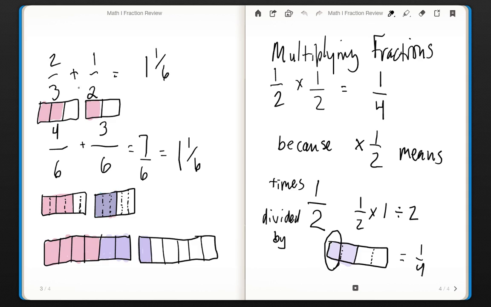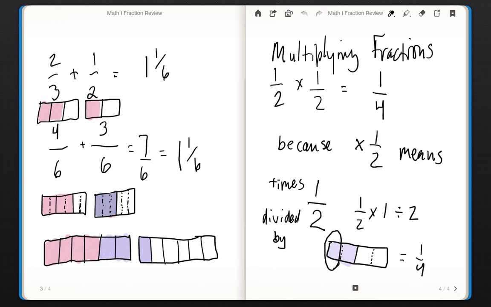Okay, so another example, 2/3 plus 1/2. Right now I have 2/3 colored in, 2 of the 3, and I have 1/2 colored in. Well, what I have to do is figure out, how do I figure out what the common denominator is? Well, I take my 2/3 here and I split them to give me 6.